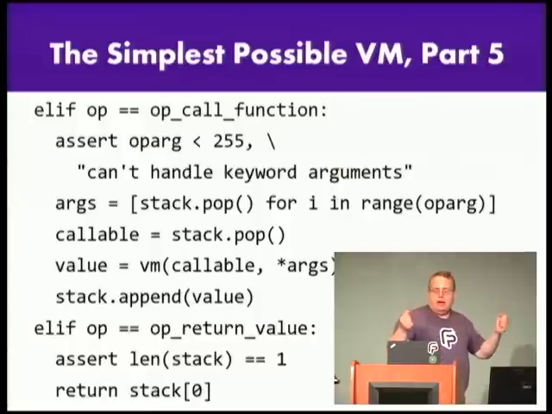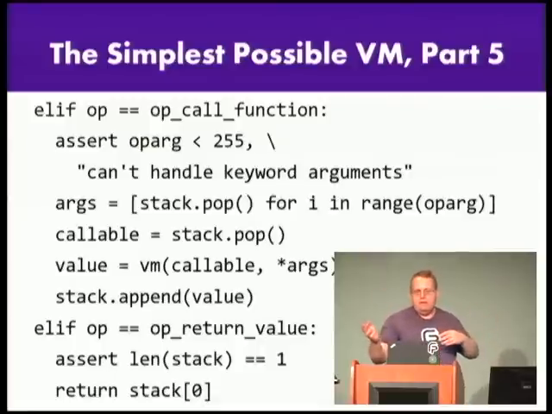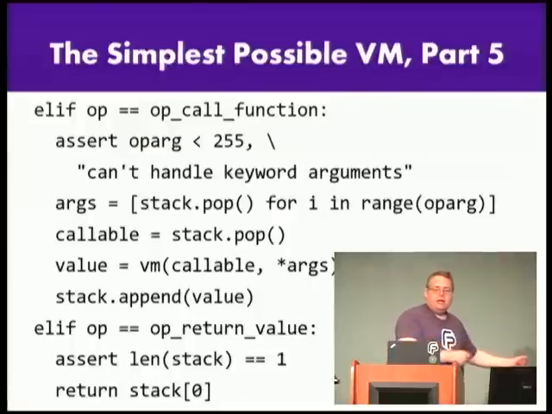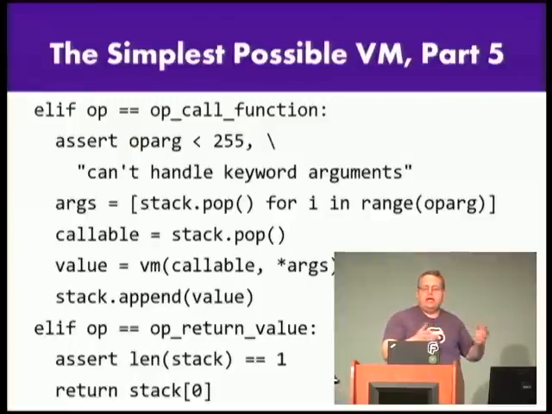I pop off the callable object itself, and instead of calling it directly, I call it recursively into the VM so that we're always working in the VM. And I just pass in our callable and star args. The return code from the VM call is the thing returned by the function that you called, and I just push that on the stack. And the final thing is return value, which literally is the last instruction in our program. I assert that the length of the stack is 1, so you don't have any extra garbage left around. And I return the top thing on the stack, which would be at stack 0.